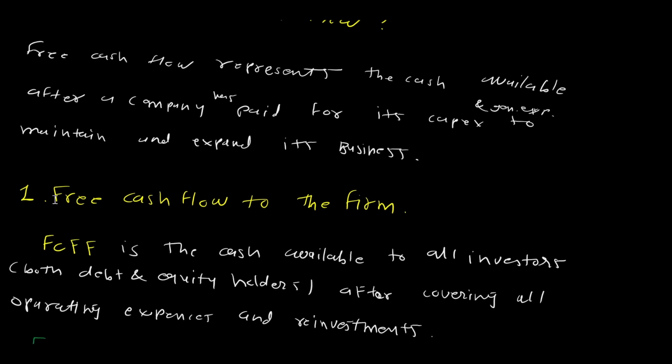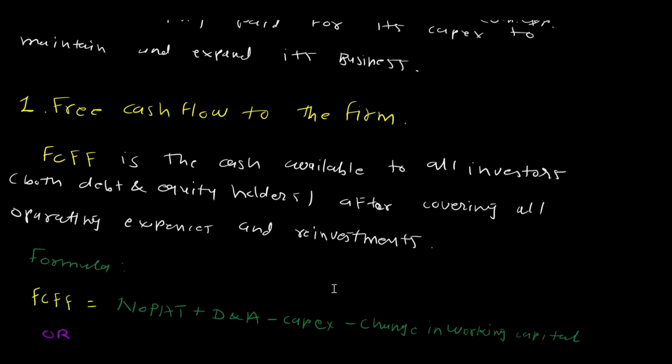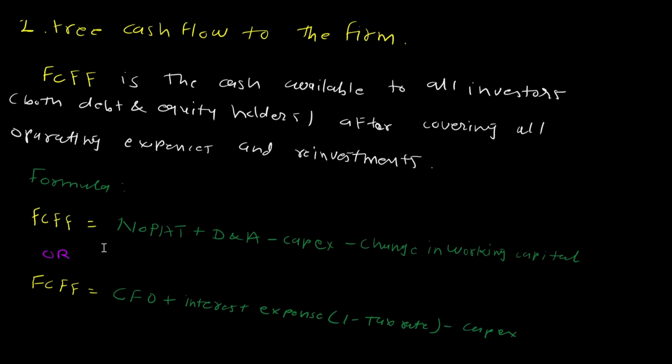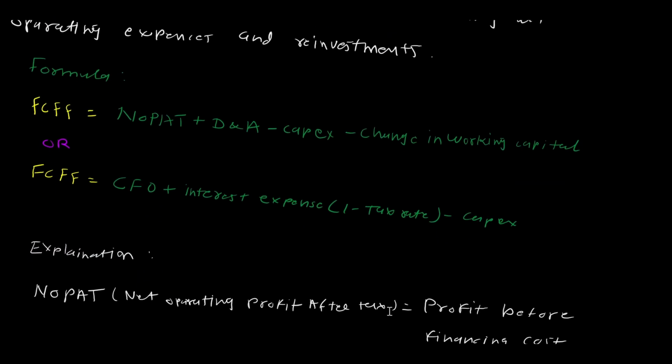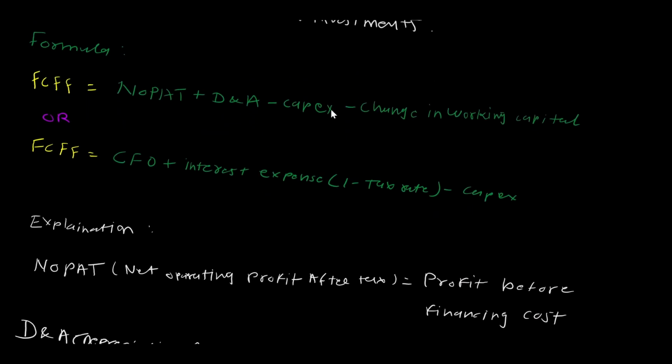So the first is the free cash flow to the firm. FCFF is cash available to all investors, both debt and equity holders, after covering all the operating expenses and investments. So the formula of the FCFF is NOPAT, net operating profit after tax, plus D&A, depreciation and amortization, minus capex minus change in working capital. Or you can use another formula called CFO, cash flow from operation, plus interest expense times (1 minus tax rate) minus capex.